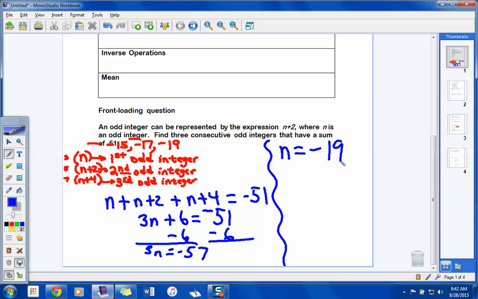All right. If n is negative 19 right here, how am I going to find my other 2 integers if they were n plus 2 and n plus 4? What would you plug in for your n value now, guys? Negative 19. So the first one's negative 19. What's n plus 2 going to equal? If it was 19 below 0 and it warmed up 2 degrees, what's your temperature? Negative 17. The next consecutive odd integer would be n plus 4. Again, if the temperature was negative 19 and it warmed up 4 degrees, where are you?